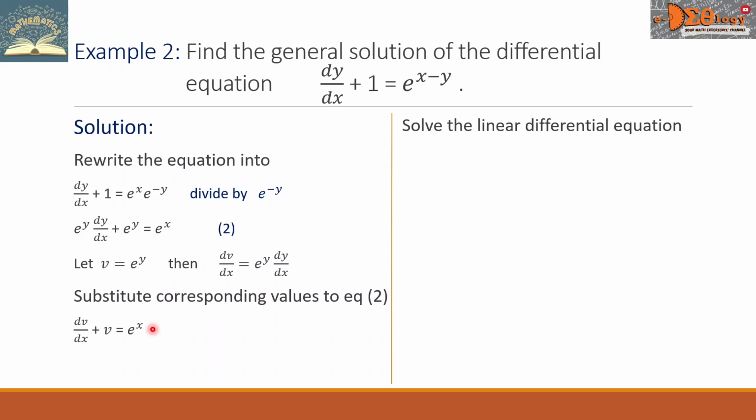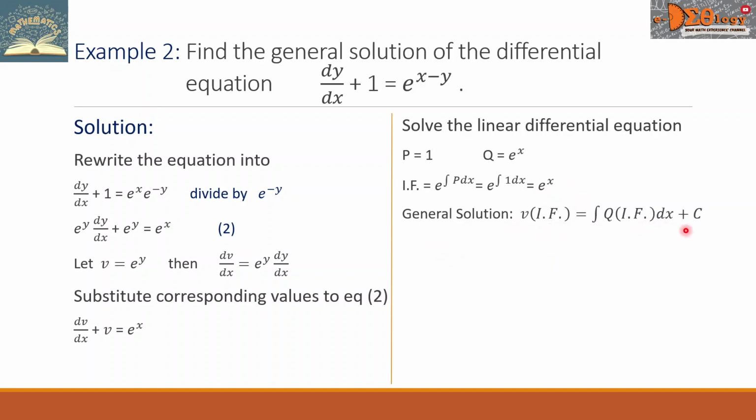Then let us solve the linear differential equation. We can collect the values of p and q as follows. The p is equal to 1, that is the coefficient of v. And the q is equal to this value e raised to x. Let us solve for the integrating factor, the IF. The formula is e raised to the integral of p dx. Our value of p is 1, so we substitute it here. When we simplify the integral, it becomes x. So we have the IF to be e raised to x.